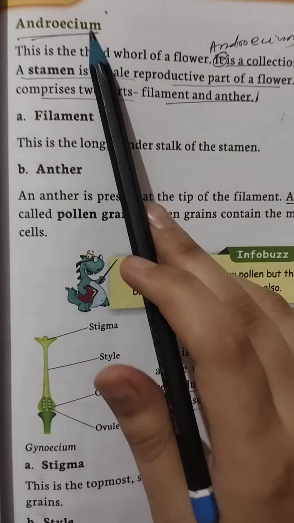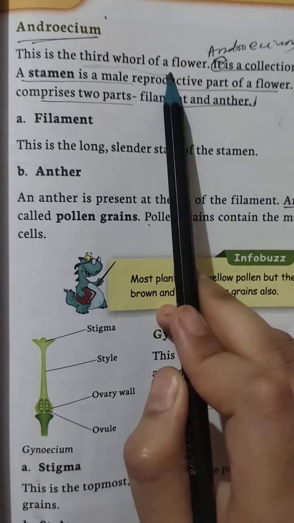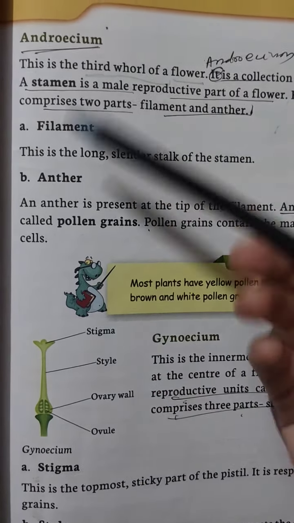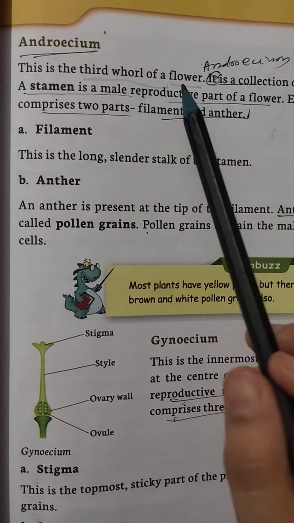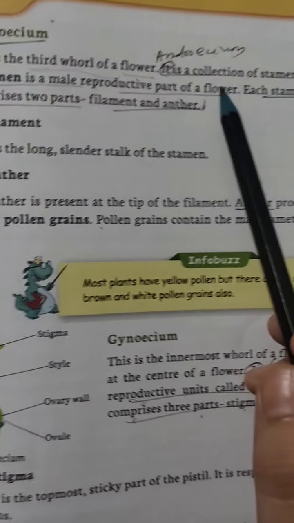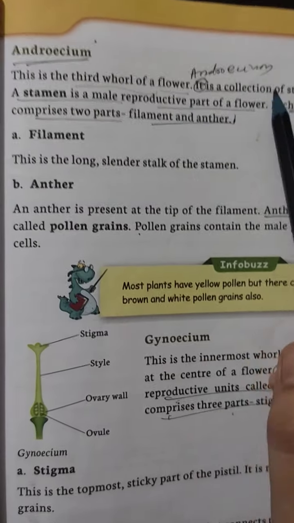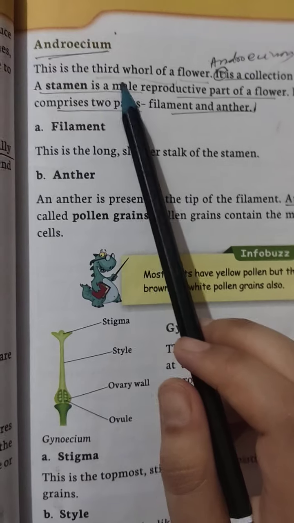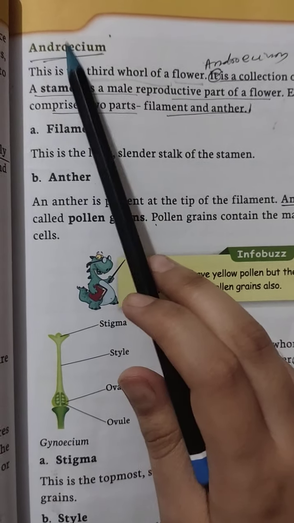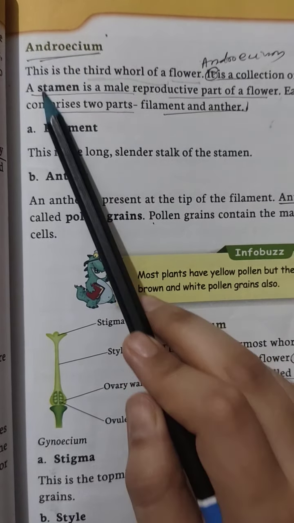The next part is androecium. It is the third whorl of a flower. That is, थर्ड जो गोलाकार के तरीके में फ्लावर के चारों तरफ प्रेजेंट होता है, that is the androecium. Androecium is a collection of stamens. जैसे calyx was a collection of sepals, corolla was the collection of petals, likewise androecium is the collection of stamens.